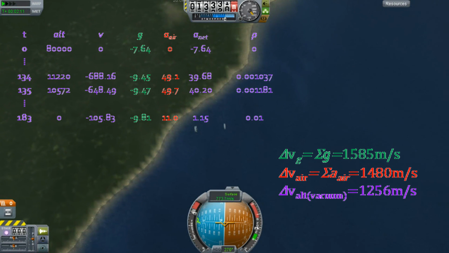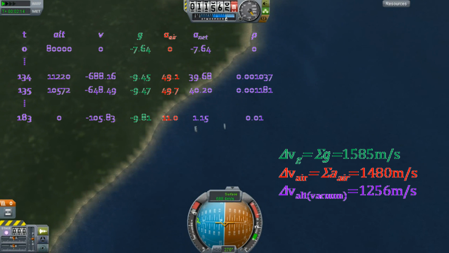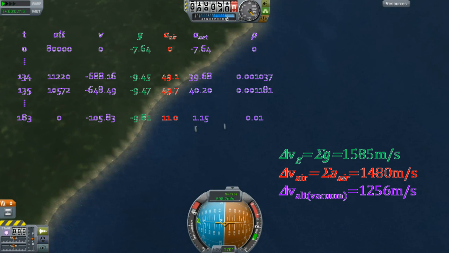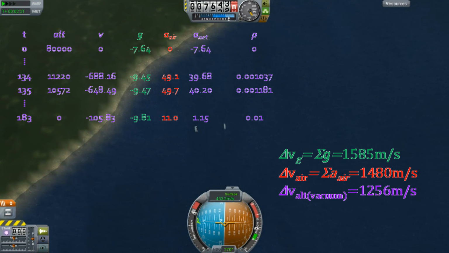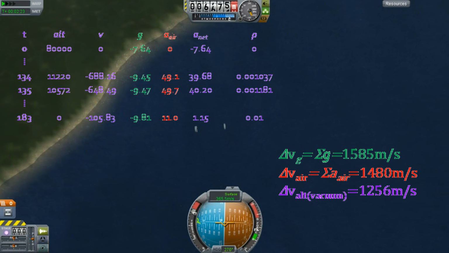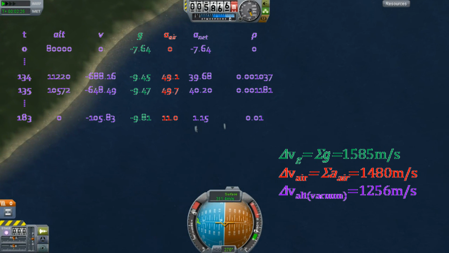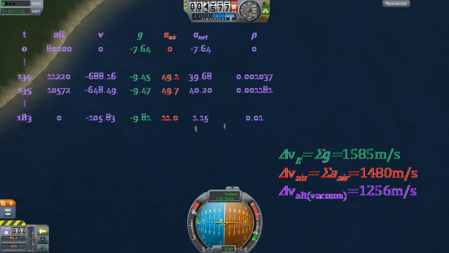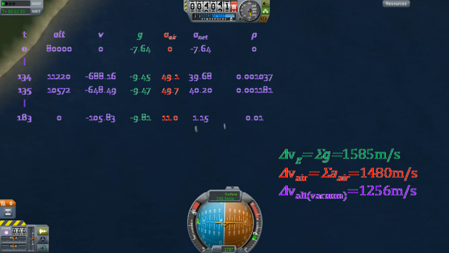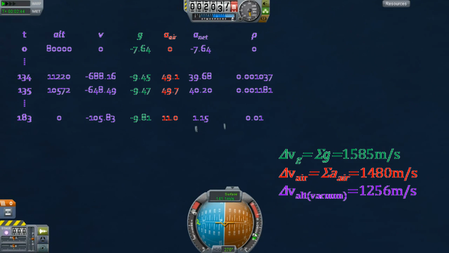When we get there we can add up all our little g values and we end up with a total delta v exerted by gravity of 1585 meters per second. We can do the same for all the accelerations due to air, and that gives us 1480 meters per second. We can compare that to the delta V for the altitude in vacuum that we originally calculated at 1256. And that starts to give us an idea of what kind of delta V values we would be looking at for the ascent.